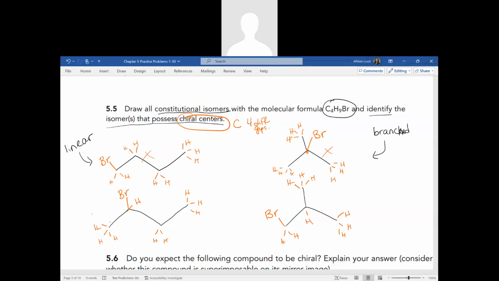The structure below, we come close with the central carbon, but there are 2 methyl groups, so nobody here has a chiral center. But this carbon here, if you notice, has a bromine, a hydrogen, a methyl substituent on this side, and then an ethyl group on the right side here. So this would be our 1 chiral structure of the 4 constitutional isomers for C4H9Br.